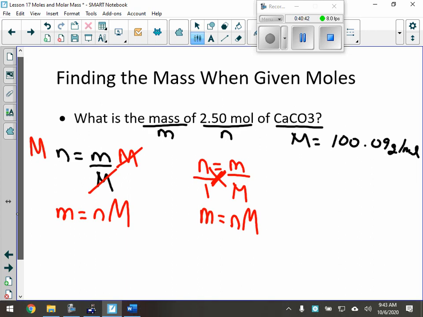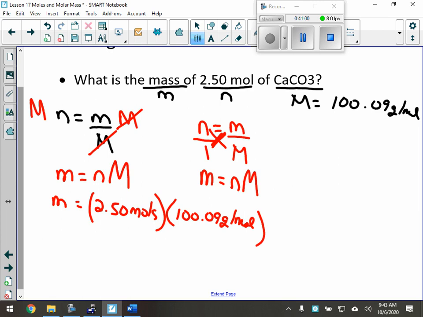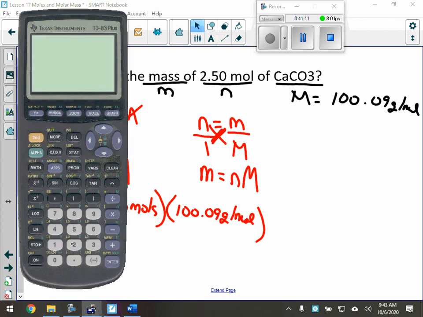Yeah, they end up with the same formula. So, what is the mass? Well, here's the mass. What's N? 2.50 moles, yes? That's the amount, otherwise known as the amount. What's the molar mass? We said it's 100.09, and I'm multiplying these two numbers together, of course, because that's what the formula tells me, N times M, right? So I'm multiplying those two together. When I multiply those two together, I get something. 2.5 times 100.09. 250.225.